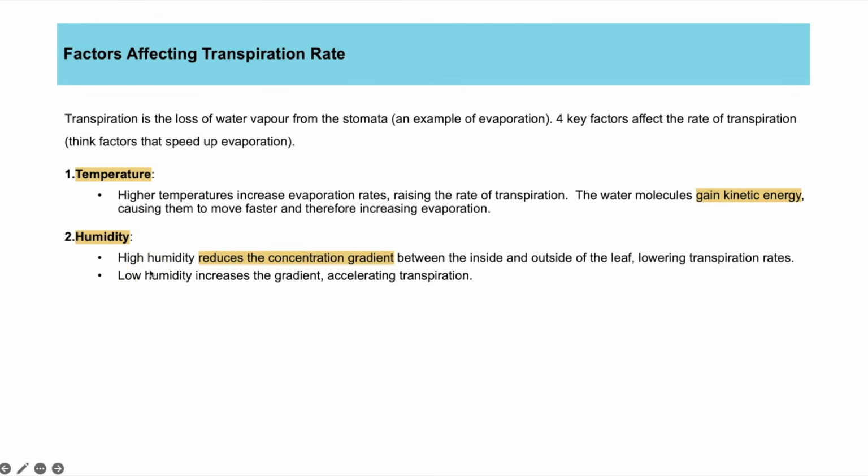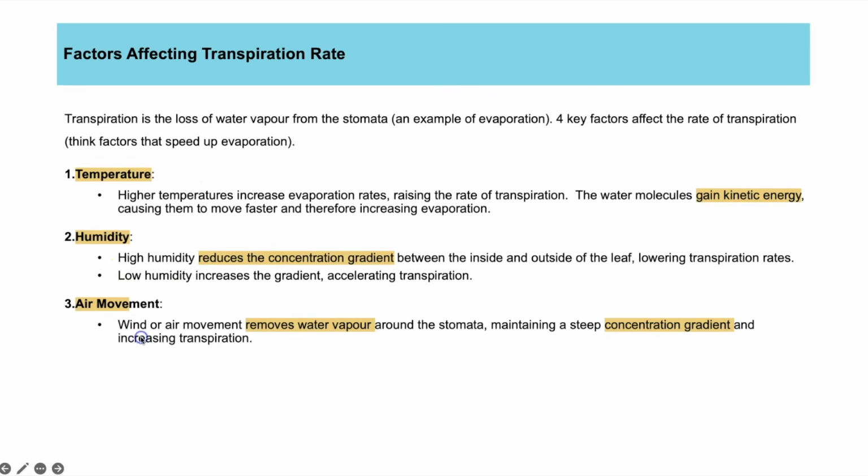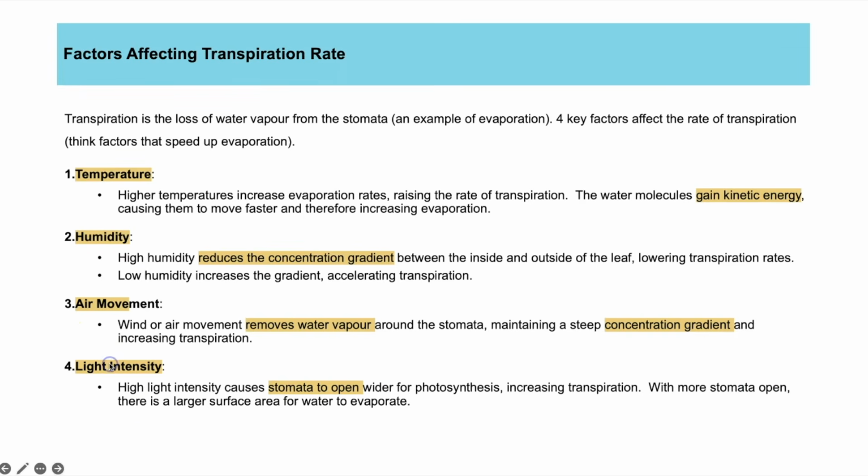Low humidity means you don't have much water vapour in the air, so you have a steeper concentration gradient and you get more transpiration. Air movement is linked to this idea. If you've got lots of air movement, so it's really windy, that's going to blow away air that has lots of water vapour in it. And that way you're constantly maintaining a steep concentration gradient between the leaf and the air outside, and it increases transpiration. Light intensity will increase transpiration, and that's because at high light intensities it causes the stomata to open, and that means you've got a larger surface area for the water to evaporate out of.